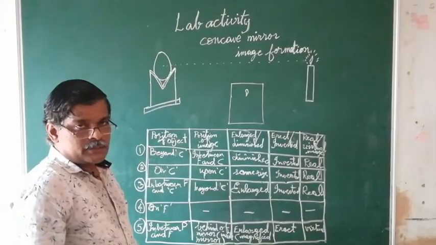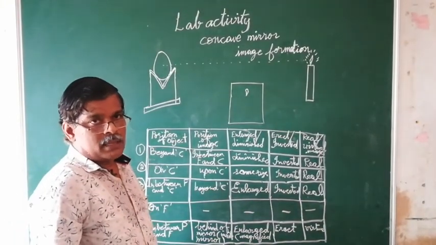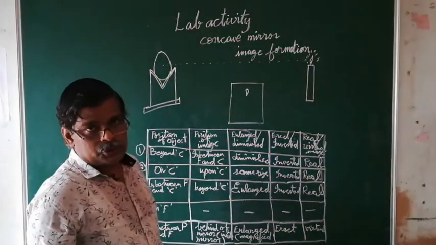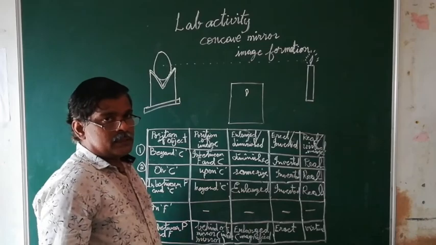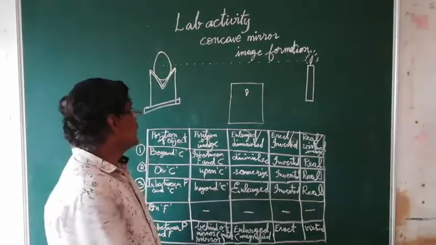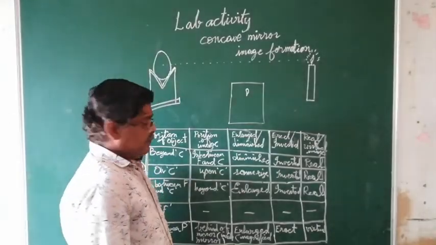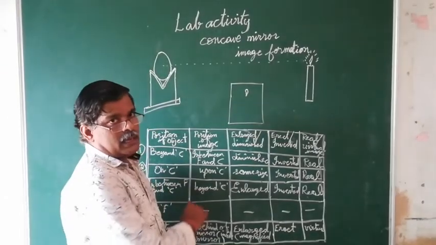These are the results we can get from that lab activity. From this we can conclude that for different positions of the object we can get different images formed by the concave mirror. These are the results we got from that lab activity.